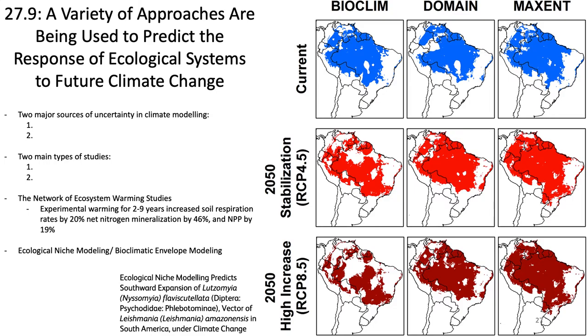One group that's been studying ecology and climate change for a while is the Network of Ecosystem Warming Studies. And they've been doing experimental warming for 2 to 9 years. And they found that it increased soil respiration rates by 20%, net nitrogen mineralization by 46%, and NPP by 19%. So what this group has found by doing experimental warming is that decomposition and nutrient cycling is happening a lot faster at warmer temperatures, which, if you think about everything we talked about with nutrient cycling, could be really bad, especially if that soil decomposes so fast that plants can't hold their structure in it anymore.